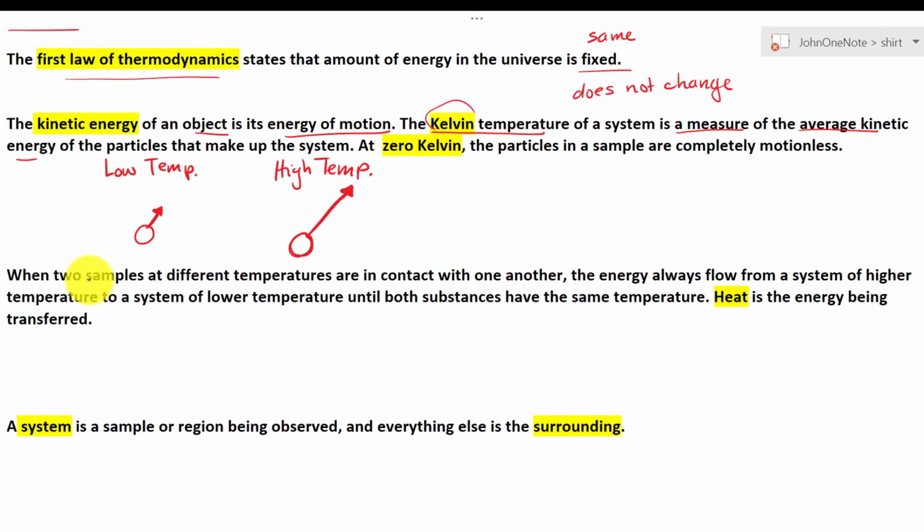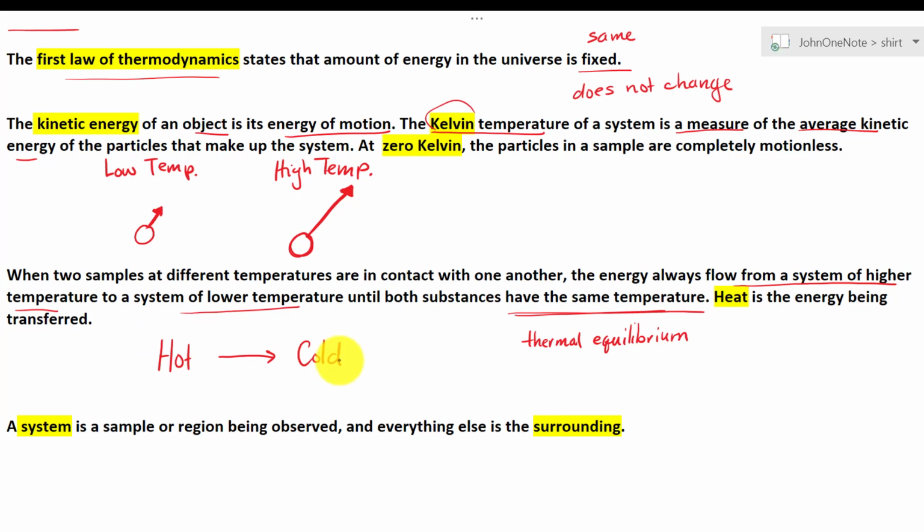Now, what happens when you have two samples at different temperatures in contact with each other? That means they touch each other. Energy always flows from a system of higher temperature to a system of lower temperature until both substances have the same temperature. When two substances have the same temperature, that is considered thermal equilibrium. To illustrate this concept, I just write the term hot to cold, until both of them have the same temperature.